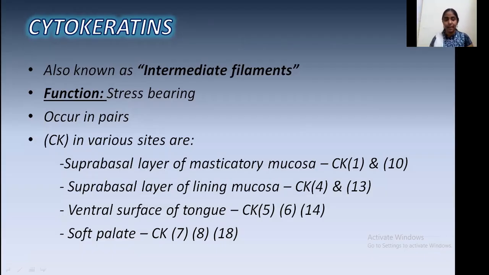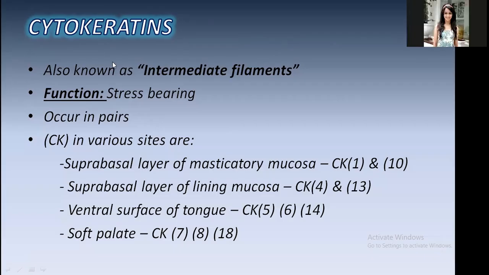I'll repeat again. Cytokeratins found in various sites are an important one-word question. Suprabasal layer of masticatory mucosa has CK1 and 10. Suprabasal layer of lining mucosa has CK4 and 13. Ventral surface of the tongue has CK5, 6 and 14. Soft palate has CK7, 8 and 18.